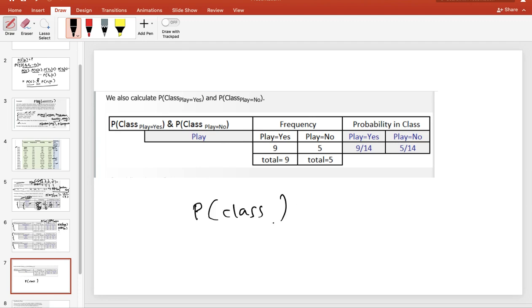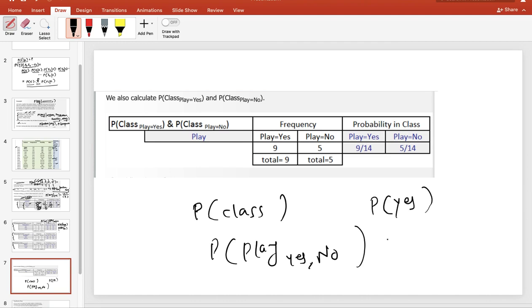Also we need to compute the probability of class. Class is play. So probability of play. This play is taking 2 values, yes or no. So we will compute the probability of yes and also the probability of no. So probability of yes is 9 times we played out of 14.